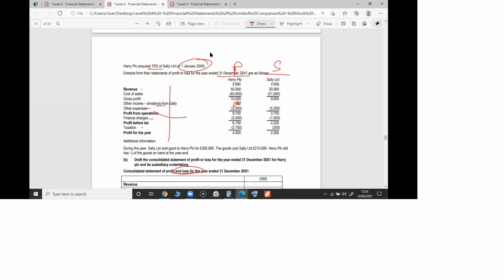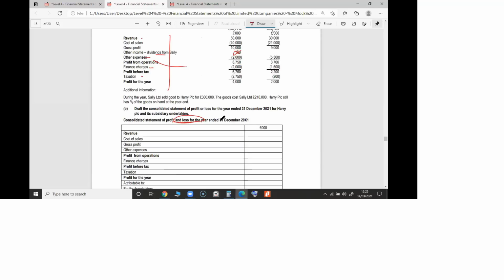It's all about adding up. Okay, let's read the further information. Very important, right? During the year, Sally Limited sold goods to Harry PLC, 300,000. Who remembers? If you sell it, what do you do? Minus from sales, minus from cost of goods sold. Yeah, that's what you do, don't you? So that's what we're going to do here. And with a cost of 210,000, that means they made a profit of 90,000.